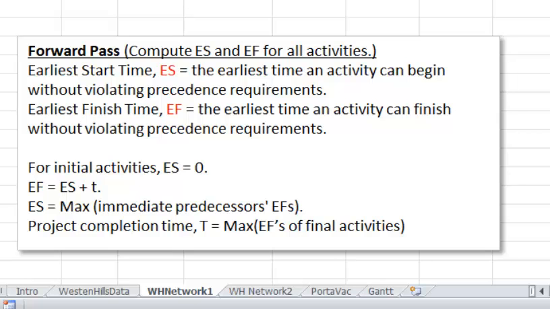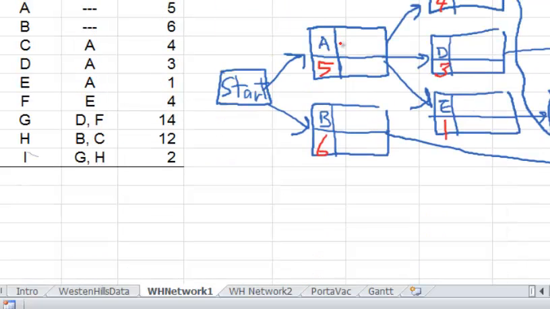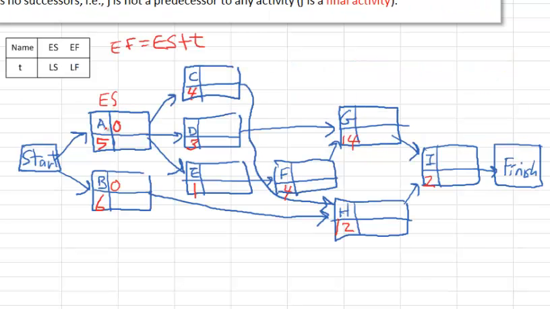So let's do it over here. So A gets 0 for the ES, and the ES of B is also 0. Now EF is ES plus T, that is the starting time plus the duration of the activities. So you start A at time 0, it takes 5 weeks. So when will it be done? Well, at 5 weeks into the project. So EF of A is 5, that's from 0 plus 5. And similarly, EF of B is 6.